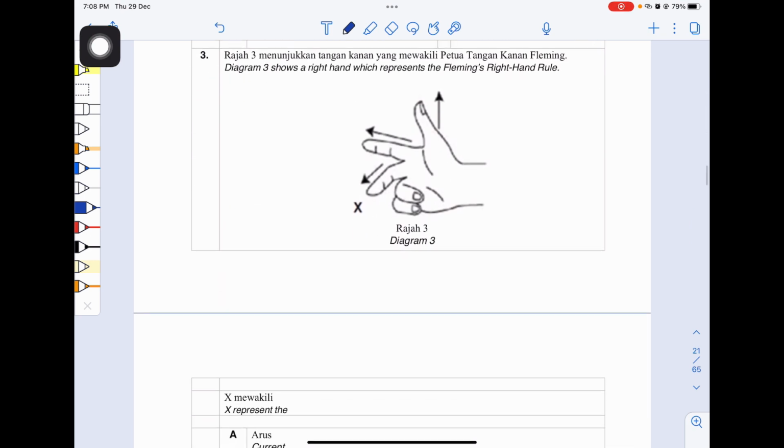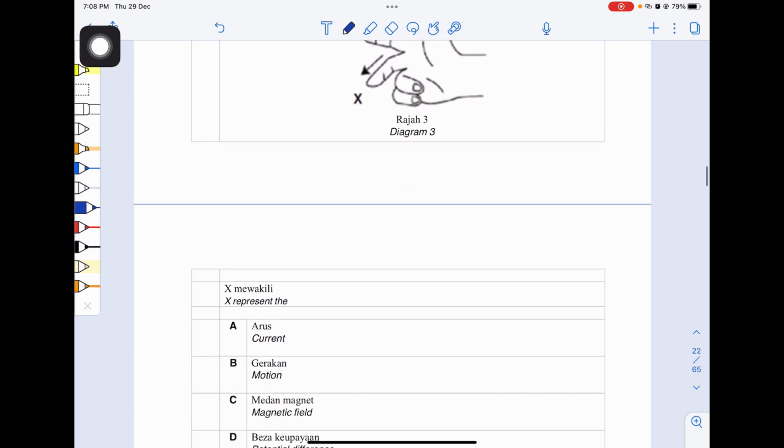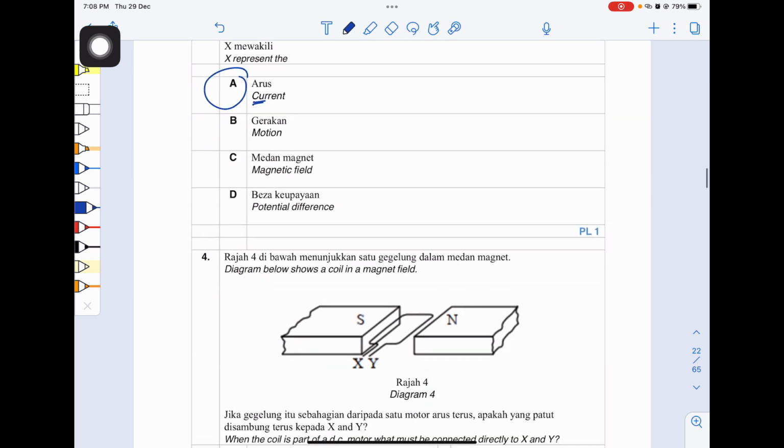Diagram 3 shows a right hand which represent Fleming's right hand rule. X represent the jari yang tengah-tengah, middle finger. Middle finger menunjukkan current. C center, middle finger center.